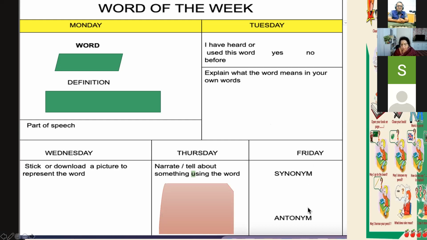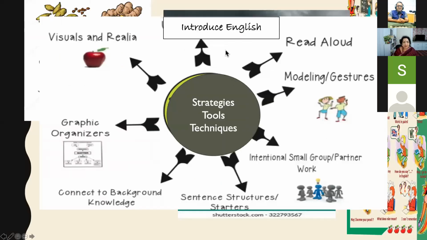So where this part of the language learning is concerned, let me quickly recap this before I get to the next part, which is introducing English. The various strategies and tools you can use: realia, you read aloud to them, you model and you gesture, I said act the sounds, and you make them work in small groups. Sentence structures, starters, you're already using them. Connected to the background, I said it should be culturally, socially relevant, and you use the graphic organizers.